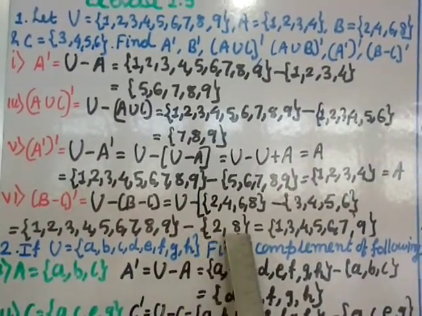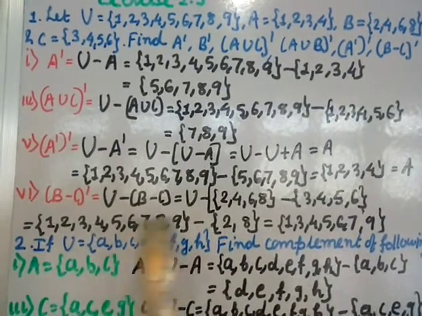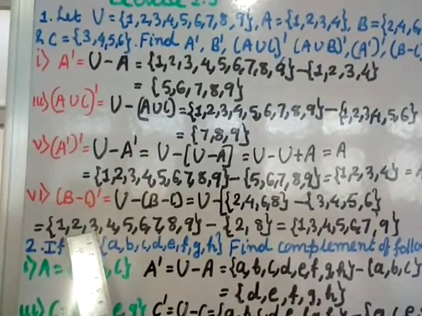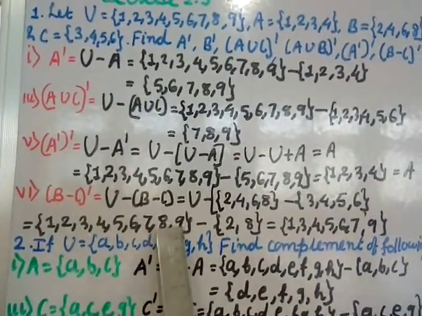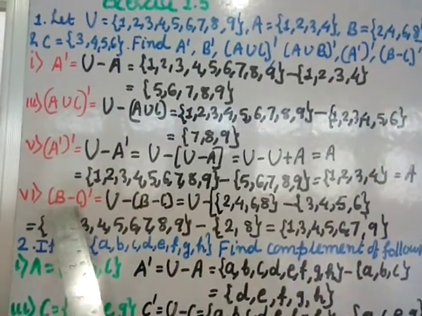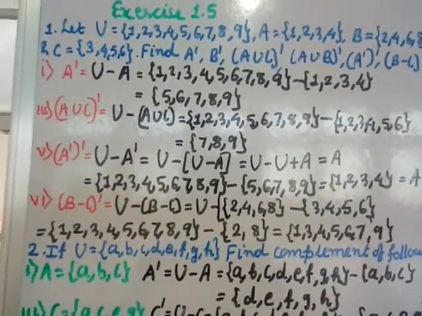Now U minus this, U minus (B − C). So you have to exclude these 2 and 8. The rest of the elements of U we have to take. So 1, 3, 4, 5, 6, 7, 9. So that is (B − C)', the complement of B minus C.